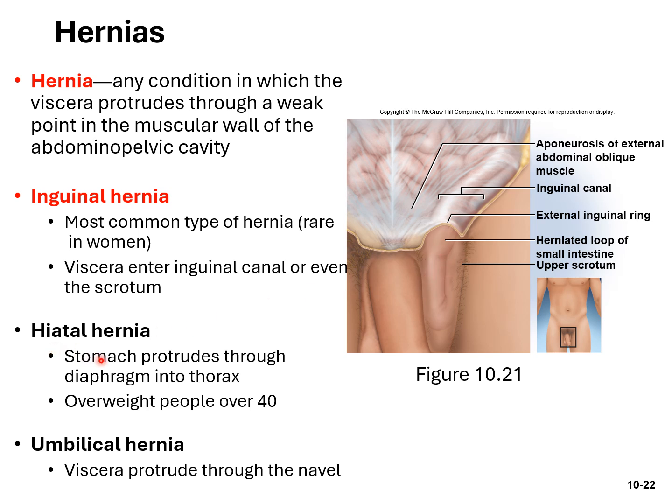Hiatal hernia is where the stomach protrudes through the diaphragm into the thorax. And umbilical is where viscera protrudes through the navel, where the umbilical cord was. And like I said, umbilical hernia, you do see this in children if they cry a lot.